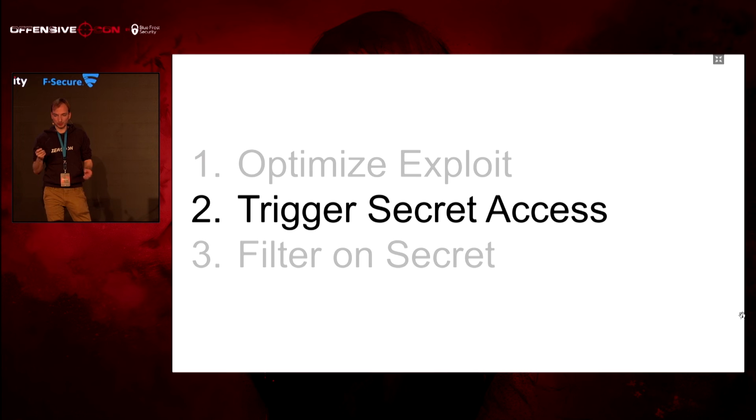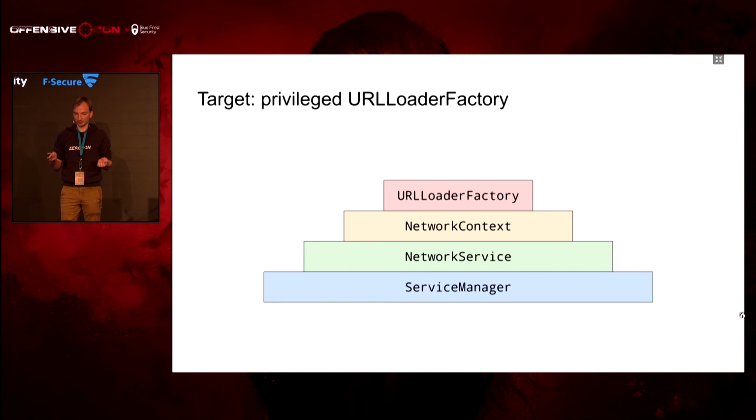So now we leak from one process. This allows us to leak memory, but we don't control what we leak. We leak random stuff that the other process is accessing. In order to improve our chances that this is the secret that we care about, we want to make the browser process actually use the secret. First of all, we're looking at the URL loader factory again. That was our target from before.